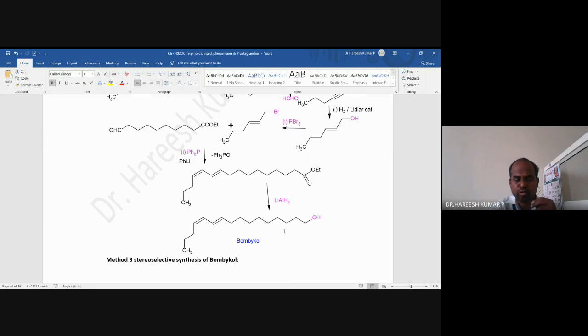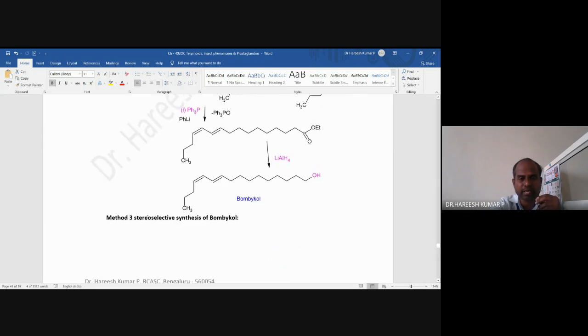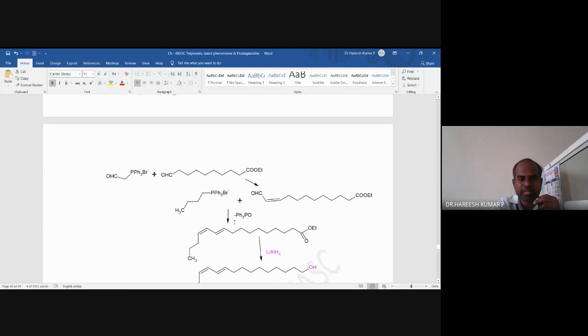Now I will move to the next method, the stereoselective synthesis of Bombykol. Stereoselective synthesis, I think you are aware that this is again an ylide. How can you get this ylide? Maybe you know, formaldehyde should convert into bromoformaldehyde. That when treated with triphenyl phosphine, you will get this halide. This halide, when treated with a long chain aldehyde in the presence of base, will give you a compound, an alkene like this.